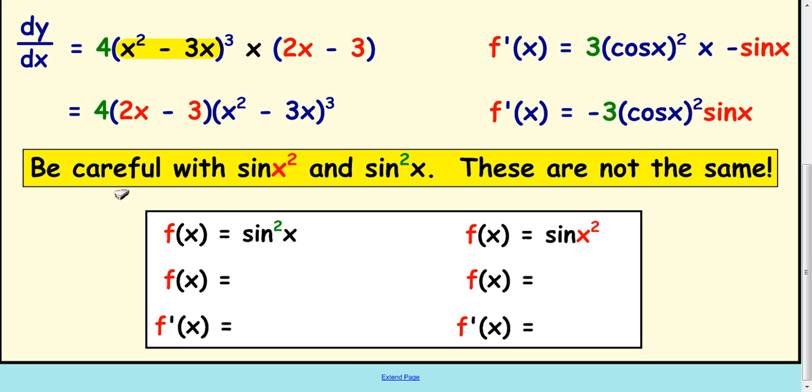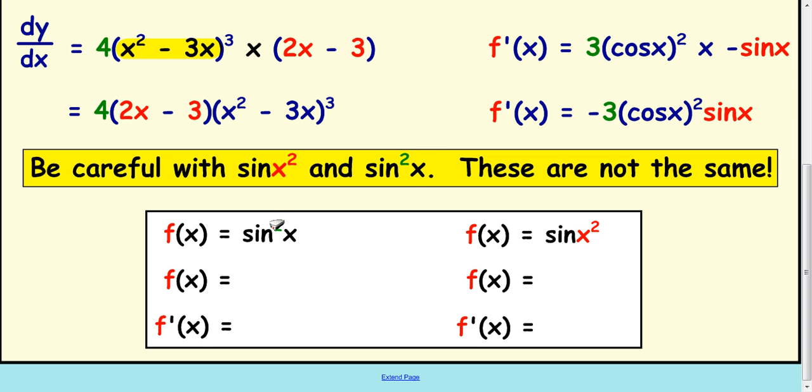And finally, just something to look out for. You've got to be careful with these two things. A lot of people think these are exactly the same. They are not. This one is saying sine x all squared, and this is sine of x squared. And we'll show you how to differentiate these two below.